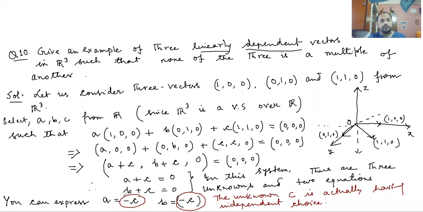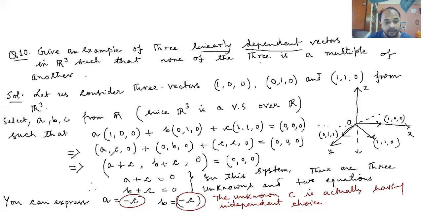Okay, so if you put C equal to 0, then your A will become 0 and your B will become 0. But if you put C something else, say if you put C equal to 1, then A will become minus 1 and B will become minus 1. So you can put any value for C, and you can check it by substituting all these values over here.